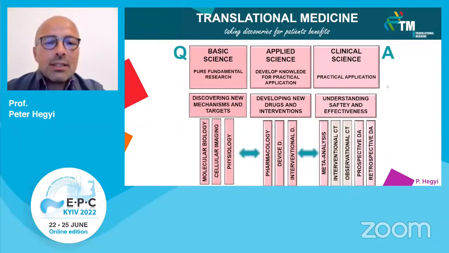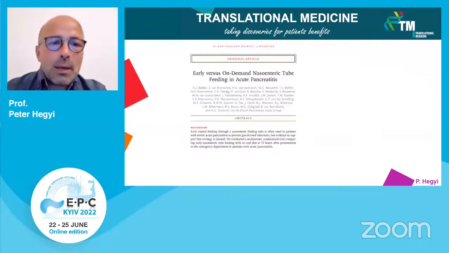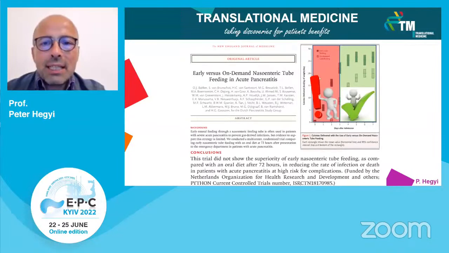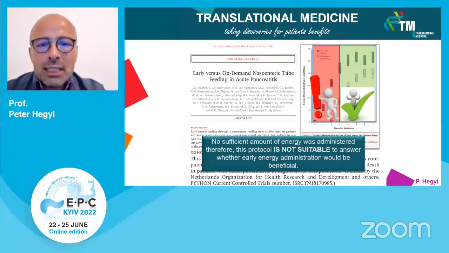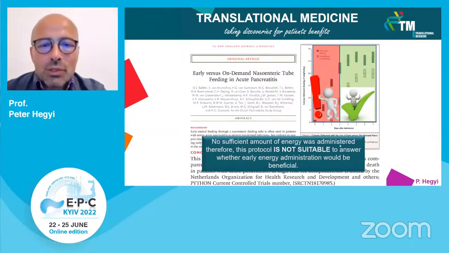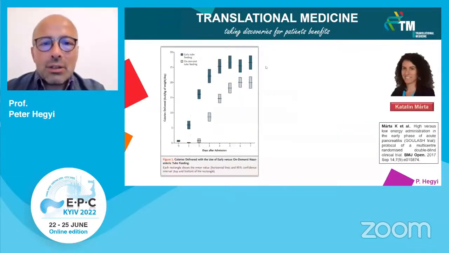However, the final confirmation in clinical science is always a randomized clinical study. So the Dutch Pancreatitis Study Group performed a large study in which they wanted to see the effect of early versus on-demand nasoenteric tube feeding in acute pancreatitis. However, if you look at both groups, neither of the groups received a high amount of energy in the very early stage. Therefore, currently no sufficient amount of energy was administered here. So this study protocol was not suitable to make decisions on high calorie administration in the early phase.